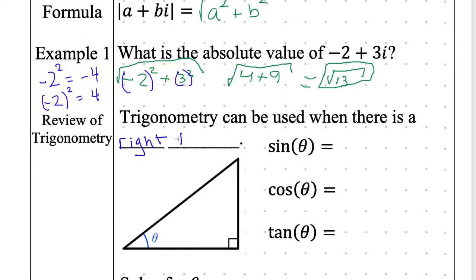Left triangle. It's obvious. Not an incorrect triangle, but a right triangle. Definitely not a left triangle. Definitely a right triangle.